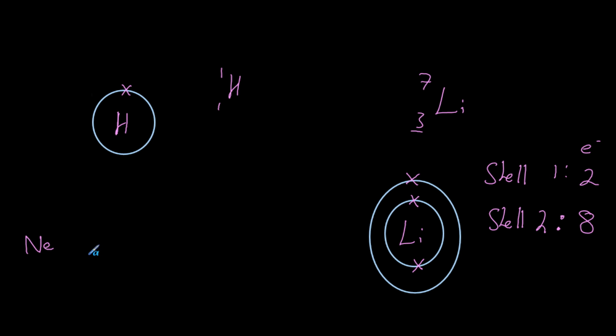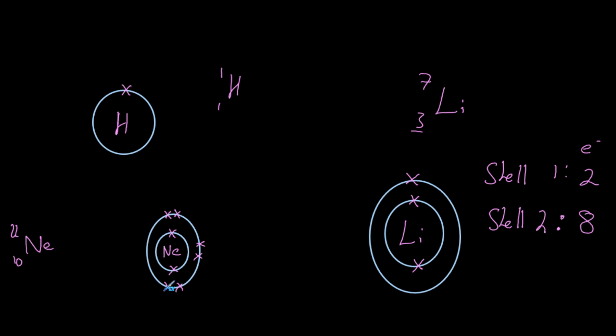Neon has a proton number of 10 and a mass number, it doesn't really matter, let's just pretend 22. So if I was to draw neon, the first energy level or electron shell would fill up first, and then the second shell, which can fit 8, and I have 8 electrons left over because I've taken 2 from my 10, and so it fills up like so.